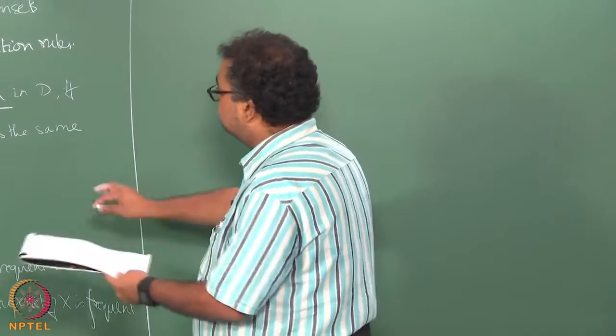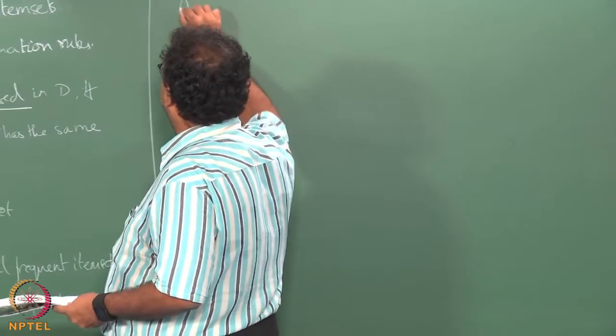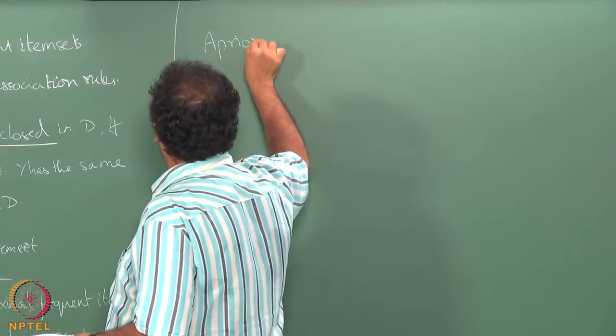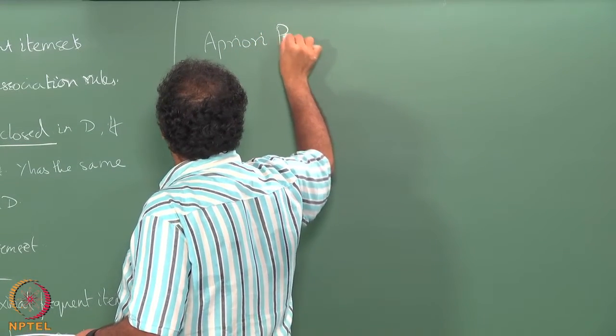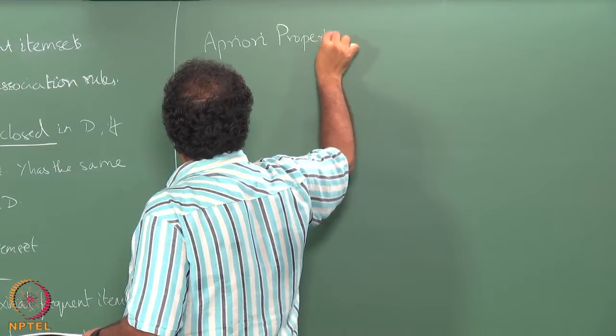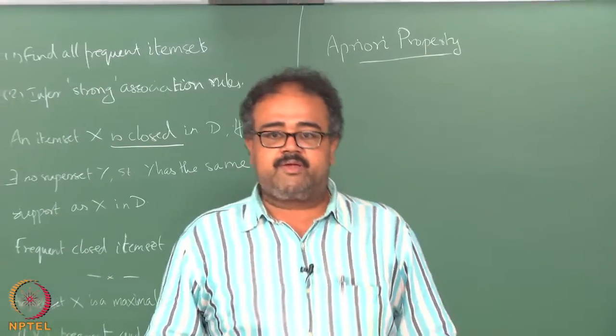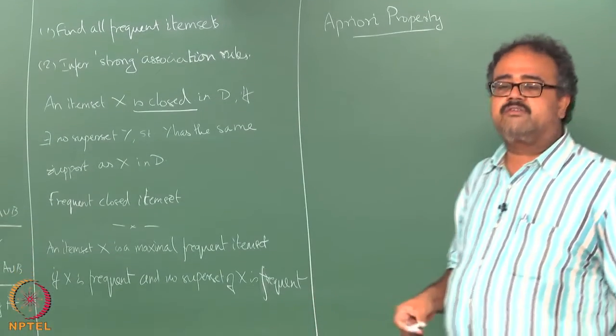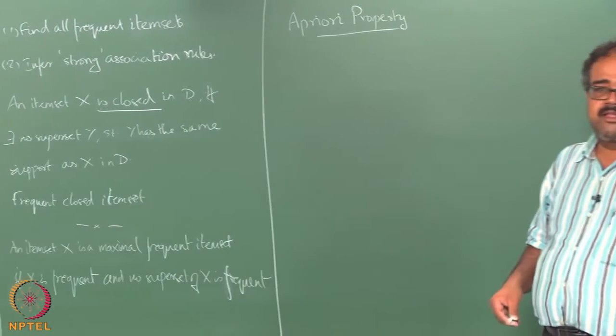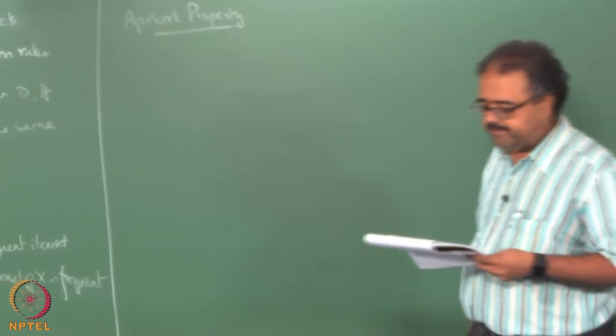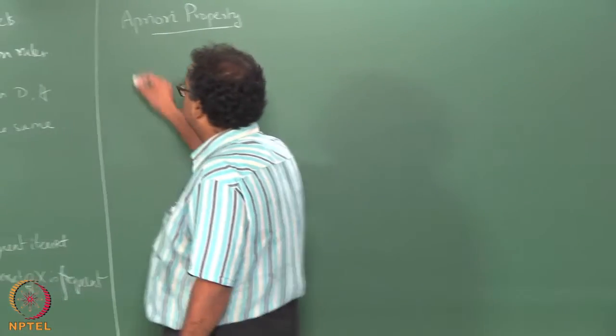Great. So all of this is fine. So now we will move to how you find the frequent item sets. We will make use of something called the a priori property. So what is the a priori property? Very simple.